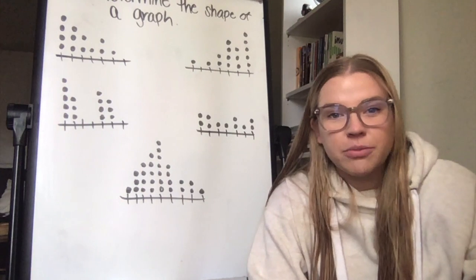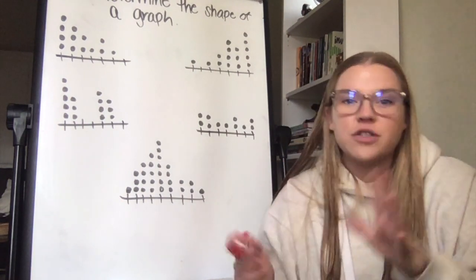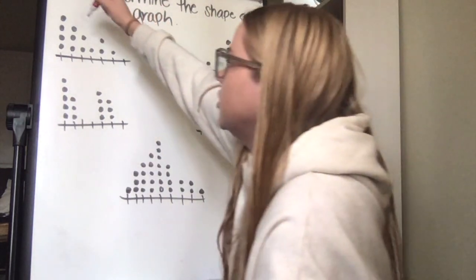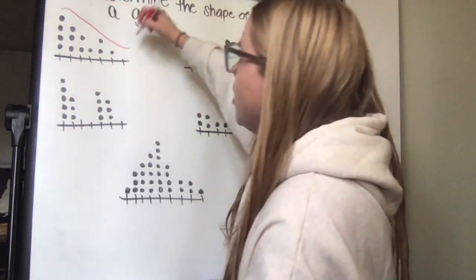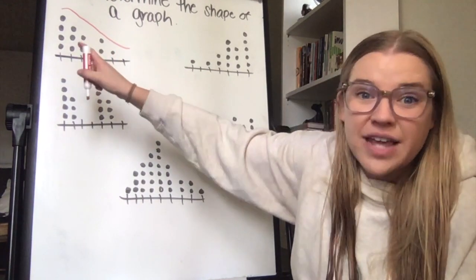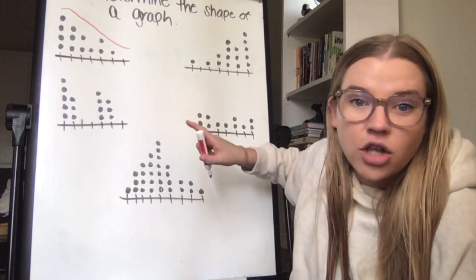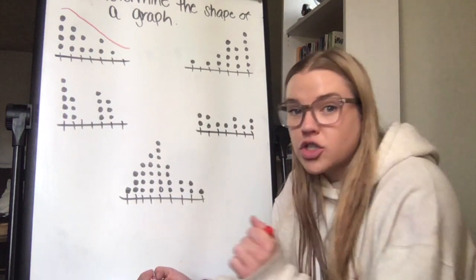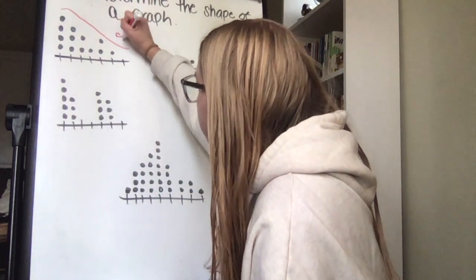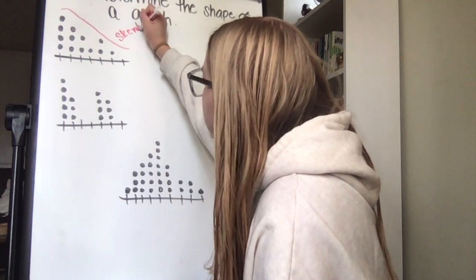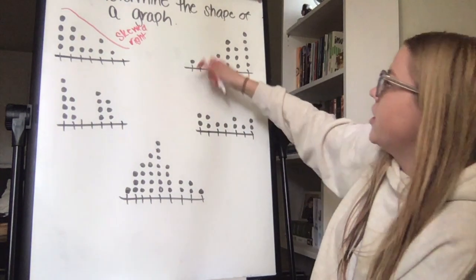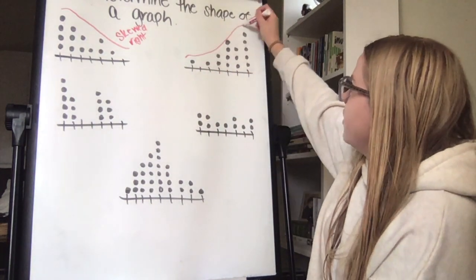I changed the order a little bit here just for the sake of space, but I'm going to start with this top left one. I'm going to draw my little line to see. Okay, so we know it's high at the left-hand side. There's a lot of data points on the left, and then it gets smaller towards the right. Smaller towards the right is skewed right. So this one right here, skewed right.